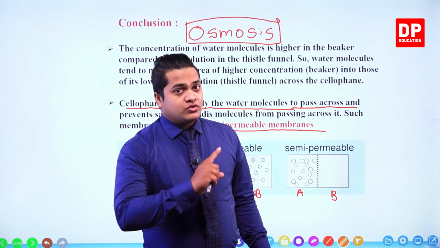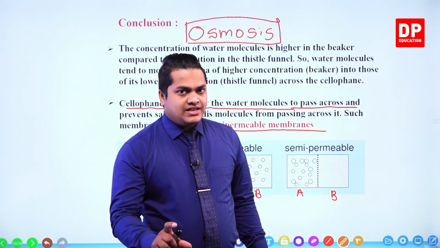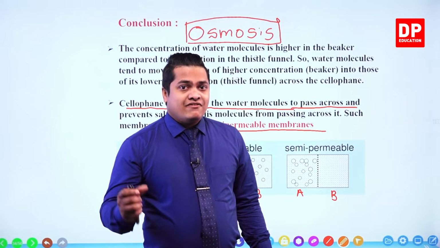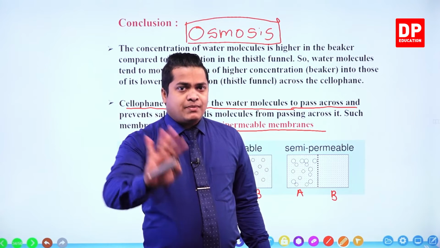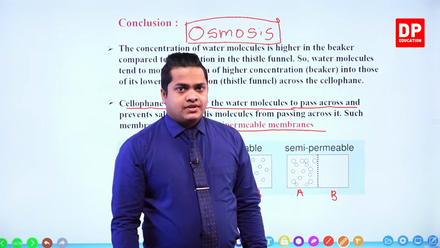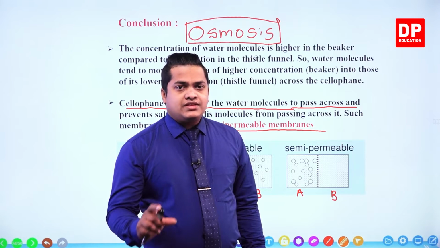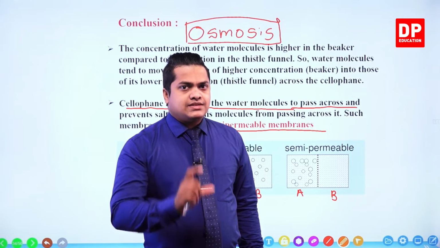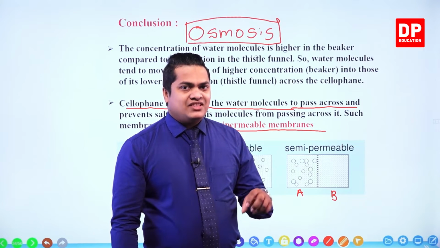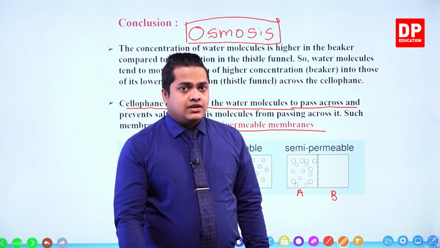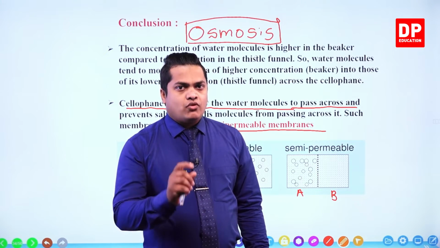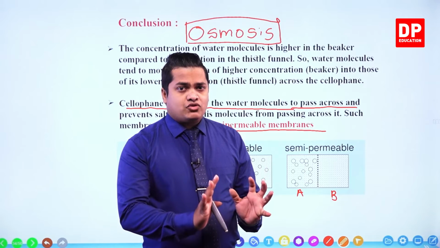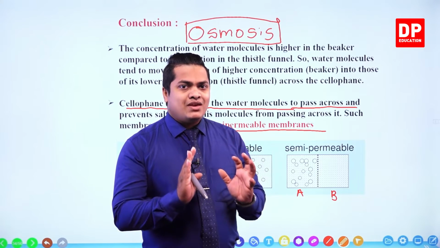We proved that by using the above experiment where we used salt with water. Even though the salt concentration within the thistle funnel is very high, salt particles never came to the beaker. But water concentration was very high within the beaker, and within the thistle funnel it was very low. Only water entered the system. Only water has the ability to travel through the cellophane paper. So this is a special kind of diffusion process which occurs through a semi-permeable membrane.